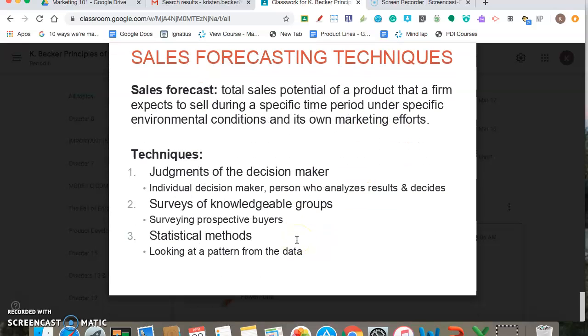The techniques that can be used for forecasting: judgments of the decision maker. So you're basically taking one person that's the responsible decision maker that takes all the information and makes the decision on their own. They say, this is how much we're going to sell and this is how we're going to do it. You can also use a survey like we talked earlier, survey the prospective buyers and figure out what the best route to go is, the best way to sell to them. Or you can use statistical methods, looking at a pattern, looking at previous year's data or previous products that are similar, looking at the data from those products and seeing what is the best solution. Okay, so those are some techniques that you can use.